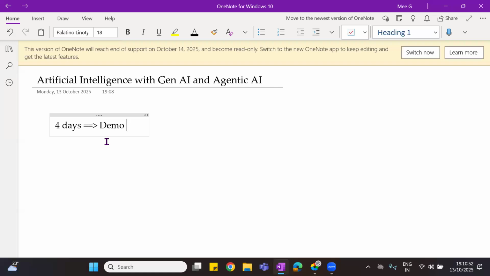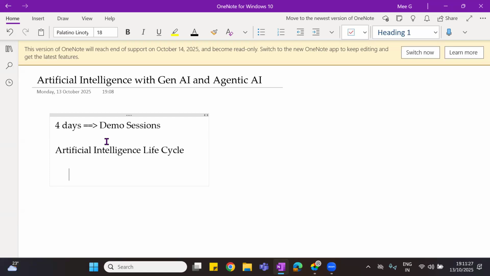With these 4 days of complete demo sessions, we will be covering the entire life cycle of artificial intelligence. This also includes machine learning, deep learning, generative AI and agentic AI. All of them will be covered, not in one single class, but in a step-by-step manner.